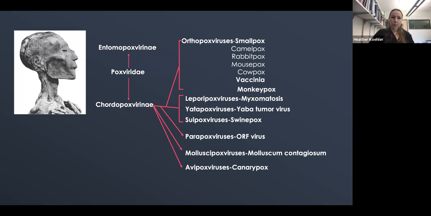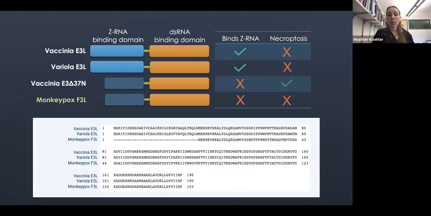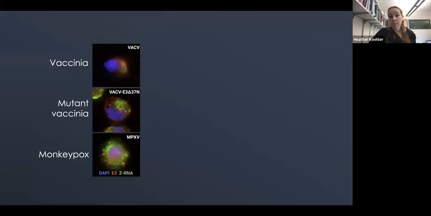We said this is super, super well conserved in the orthopox viruses. I kind of lied, in that monkeypox is the one exception to this orthopox virus rule. Monkeypox is the only one that naturally does not encode a Z-form nucleic acid binding domain in this E3 protein. We've searched the genome, and there are no other suggested Z-RNA binding domains in the virus. So how is it getting around this super well conserved need for a Z-form nucleic acid binding domain? It turns out our preliminary data suggests that it has picked up a novel mechanism to inhibit necroptosis.